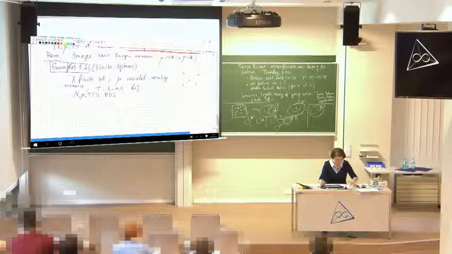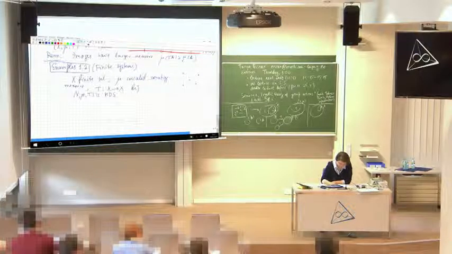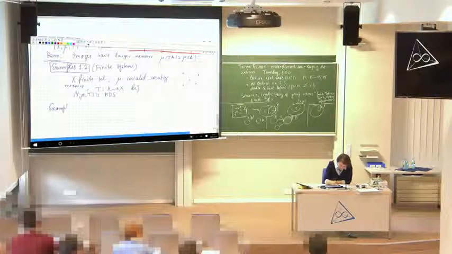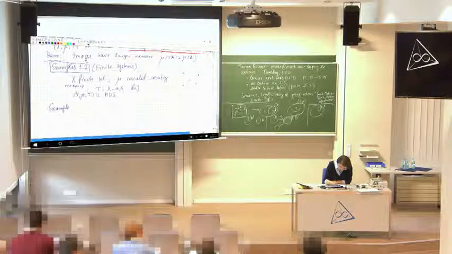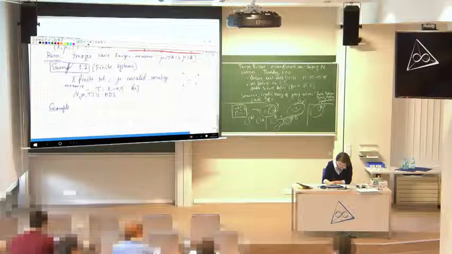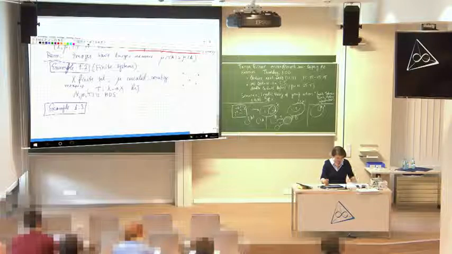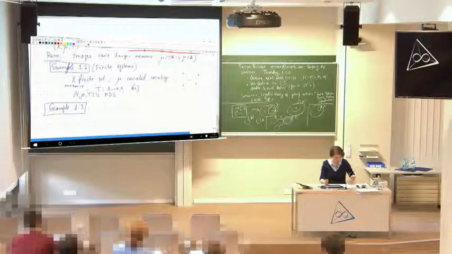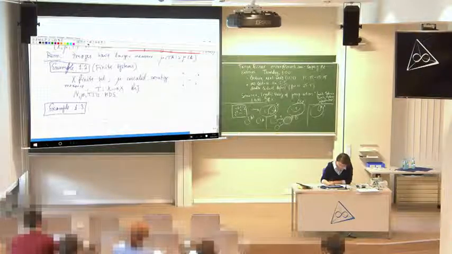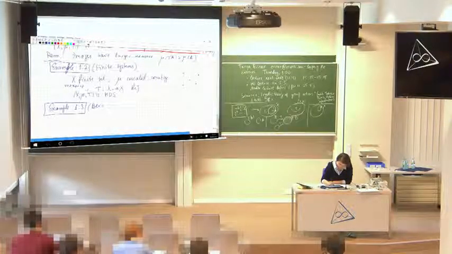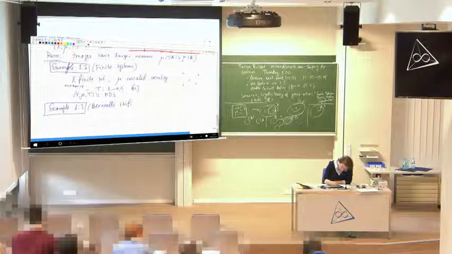And now, next example. 1.3. Good. The Bernoulli shift. A very important example. Bernoulli shifts, there are many of them. They're all very similar.